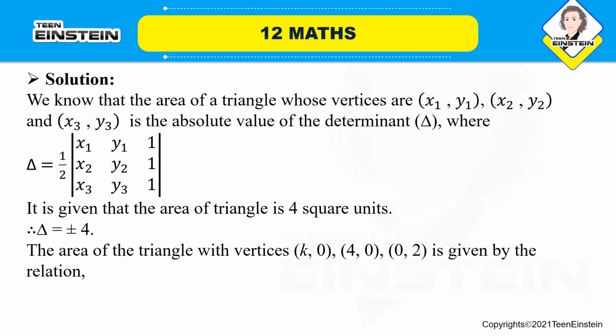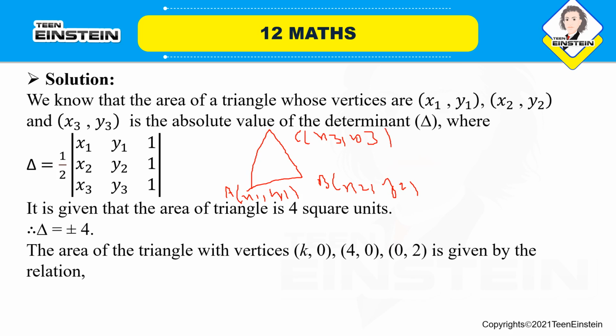We know that the area of the triangle whose vertices are A(x1, y1), B(x2, y2) and C(x3, y3).